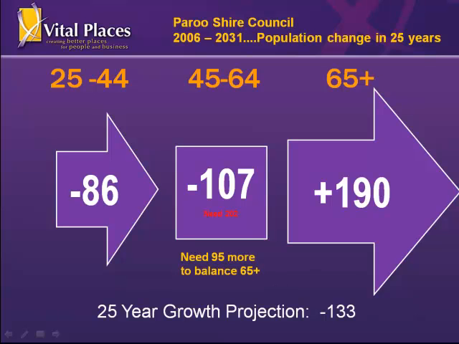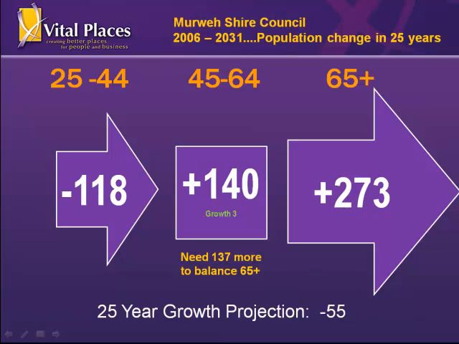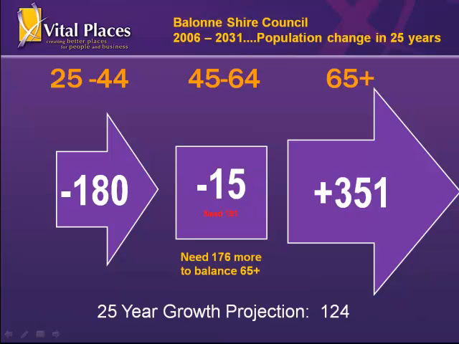Projections are -107, with also a decline in the family formation demographic. For Shire, the over 65 age group requires additional 137 people in a peak spending demographic. Current projections are 140, but there's also a projected decline in the family formation demographic. For Shire, the over 65 age group requires an additional 176 people in the peak spending demographic. Current projections are -15, with also declining family formation demographic.